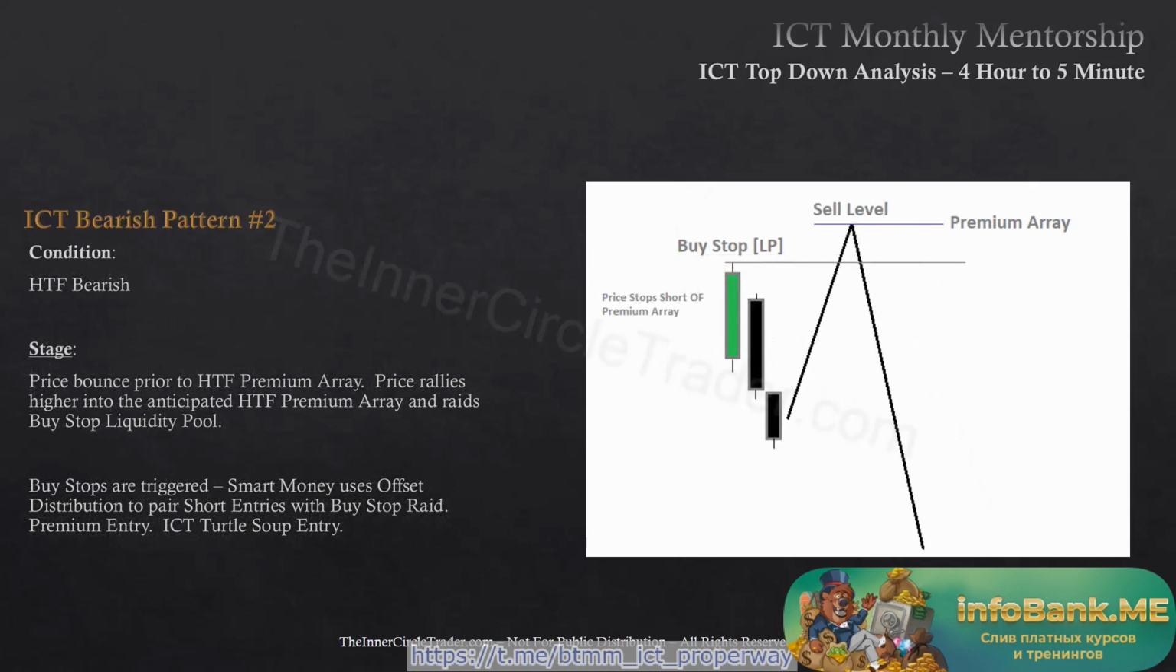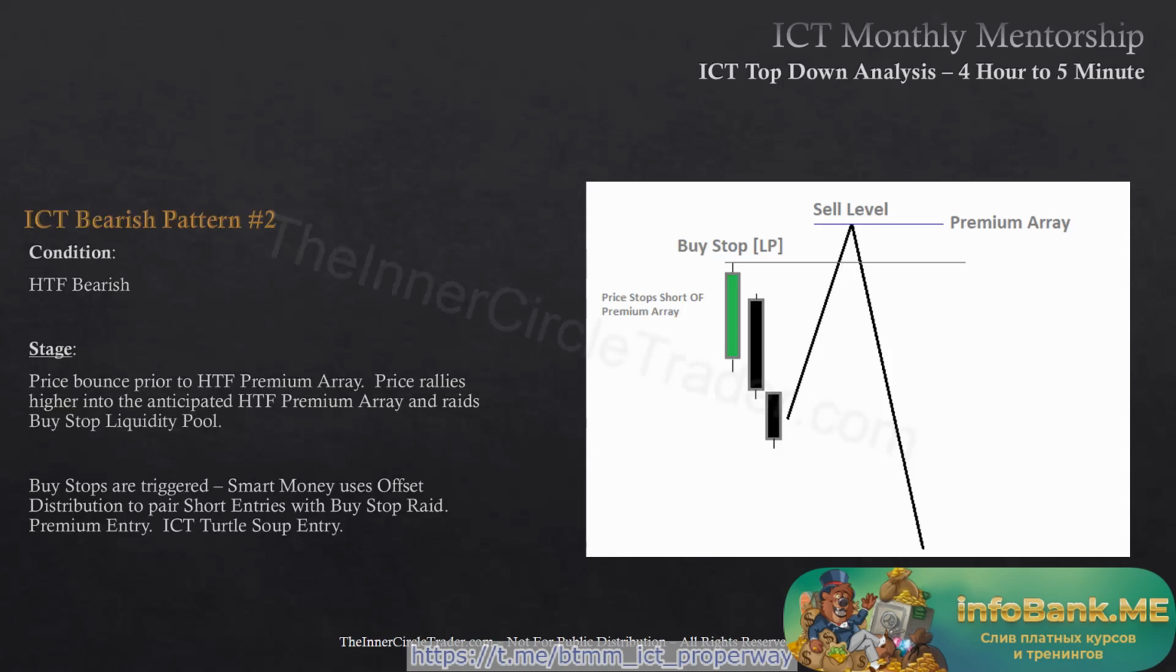And this is bearish pattern number 2. And again, the condition is higher time frame bearish. The setup is, price is going to bounce prior to a higher time frame premium array. In other words, you're expecting the price to come up a little bit higher, but it just falls short of it. Now, everyone else is going to get frustrated and chase price when it starts to drop. Not you, not me, not anybody in this mentorship.